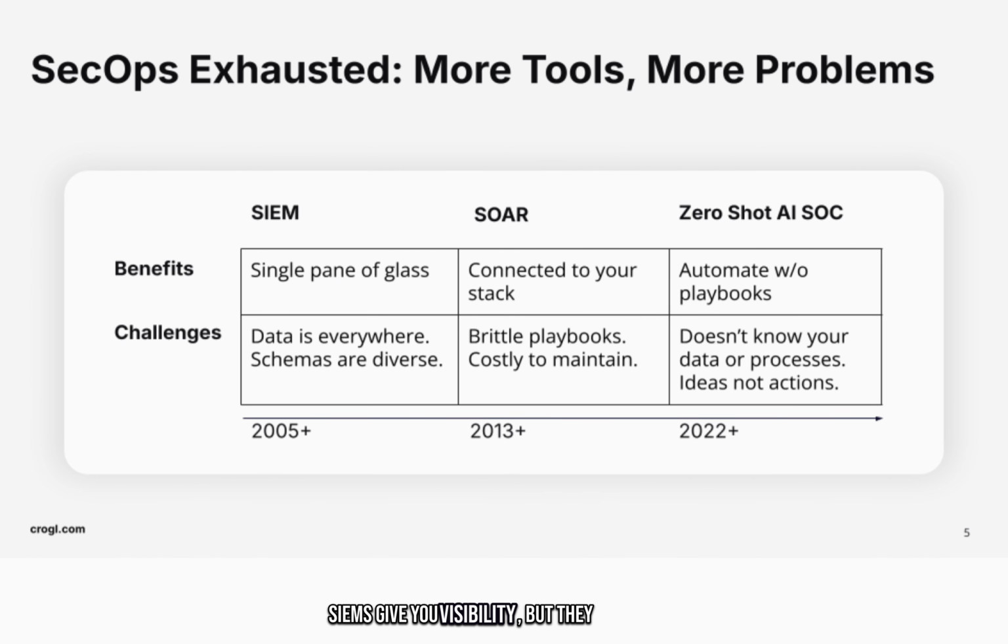SIEMs give you visibility, but they do not investigate. SOAR automates the things that you've already seen, but falls short on anything new. AI copilots give your analyst a better search box. None of that solves the core problem. There are too many alerts and not enough hours to work them.